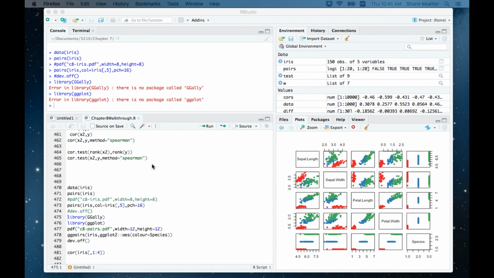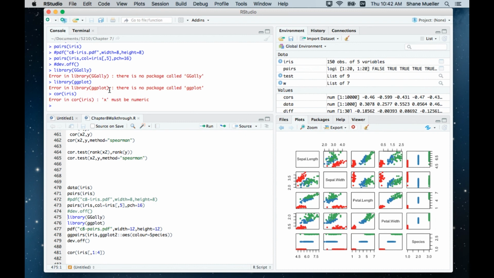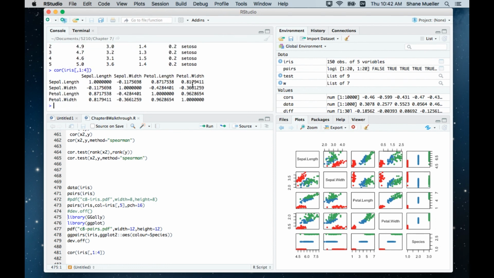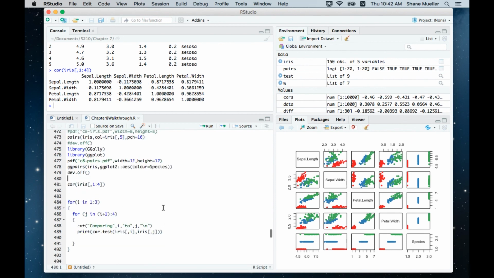If I just do cor of iris, I can't do cor of iris on its own because iris has this categorical variable. So I can do cor of iris columns 1 to 4, and it gives me the correlations. So I can see some are large and some are very small. But I can't really get the p-values.